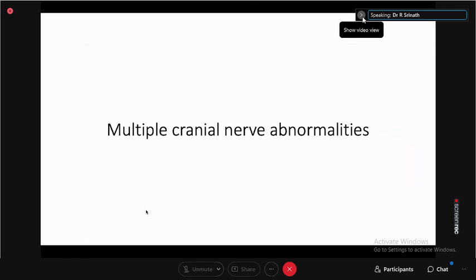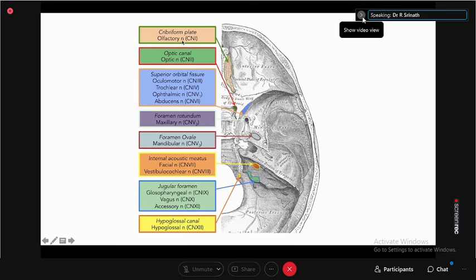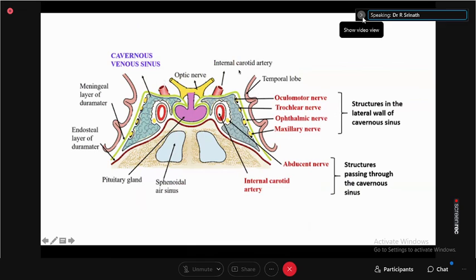Now, there are certain conditions wherein multiple cranial nerves can be involved. I have just one slide on that. This I've already mentioned, the cranial nerves, through what all foramen it comes. I don't want to emphasize again. So what is important is the cavernous sinus has these structures. In the lateral wall, you have oculomotor nerve, trochlear nerve, the ophthalmic and maxillary divisions of the fifth cranial nerve, and abducens nerve, which is actually close to the internal carotid artery, which is passing through the cavernous sinus. So you should remember that 3, 4, 5, 6 nerves are very closely within or around the cavernous sinus. That is why whenever there is cavernous sinus thrombosis, these cranial nerves may be affected.